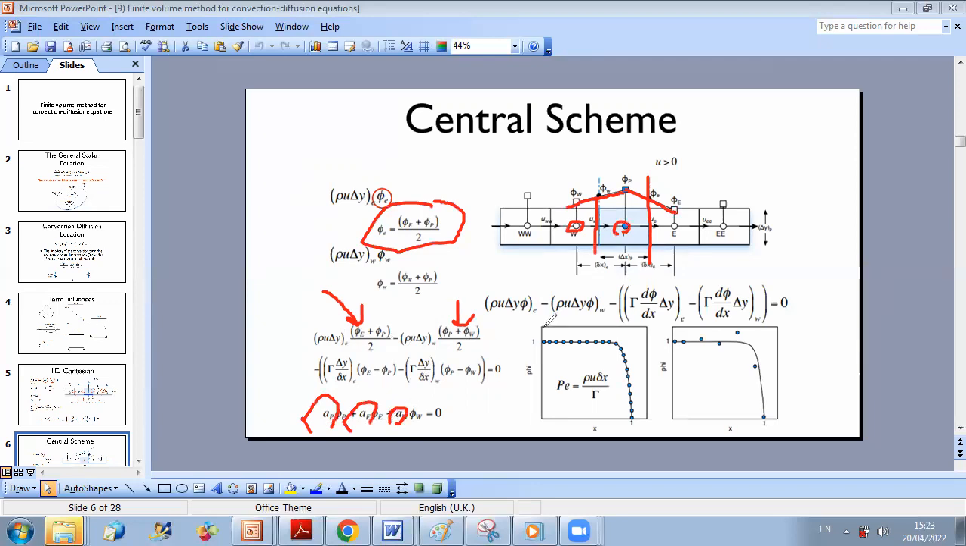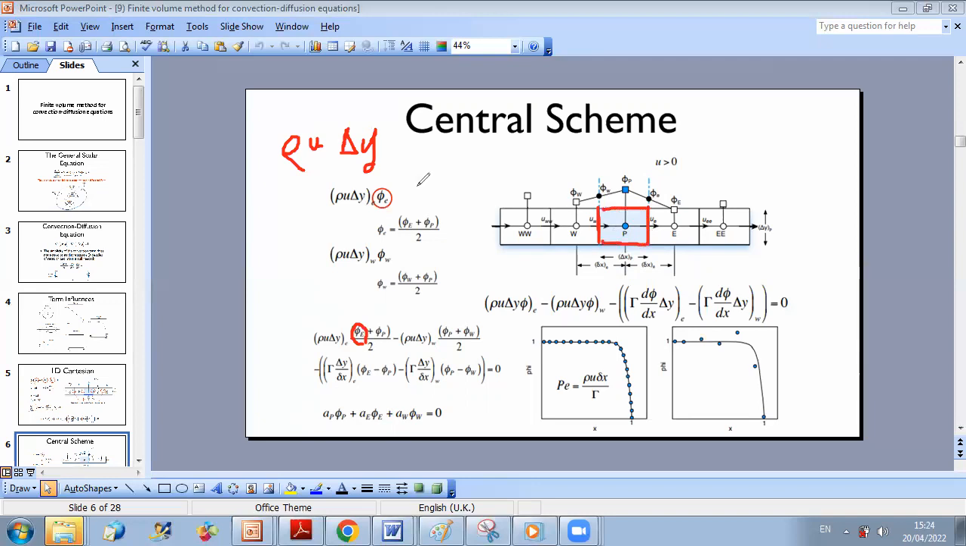All we have to do is to take all the coefficients multiplying phi E and add them together. If you look at this equation, what do you have? Let us see what is the coefficient of phi east. You have first rho U delta Y at east. So delta Y, because delta Y east to west is the same, you have here a rectangular control volume. So rho U delta Y over 2.